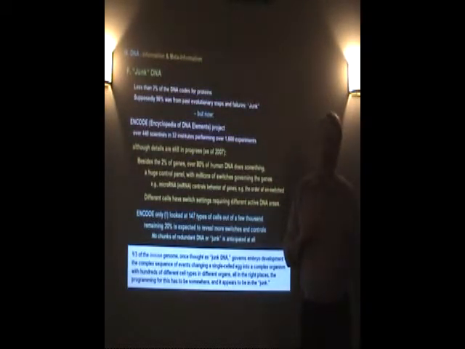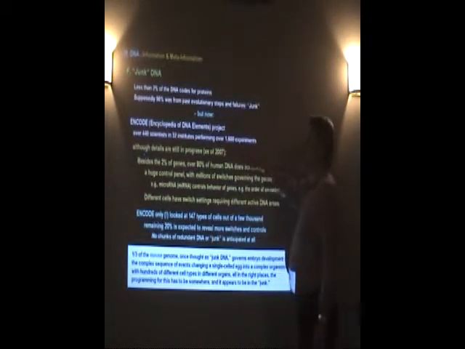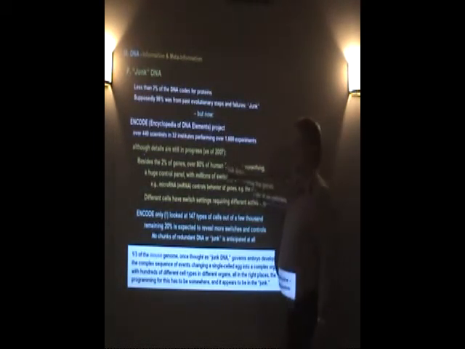There's nothing in your body that is extraneous. Same thing here. ENCODE, the Encyclopedia of DNA Elements project, over 440 scientists at 32 institutes performing over 1,600 experiments. Although details were still in progress as of 2007, besides the 2% of genes, over 80% of the human DNA does something. It's a huge control panel with millions of switches governing the genes.